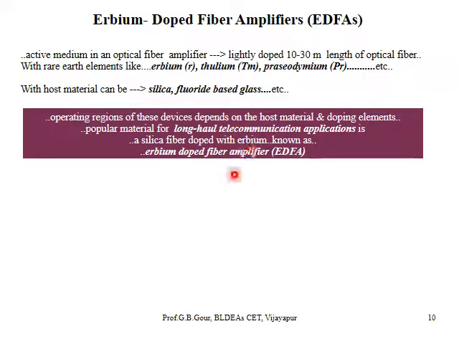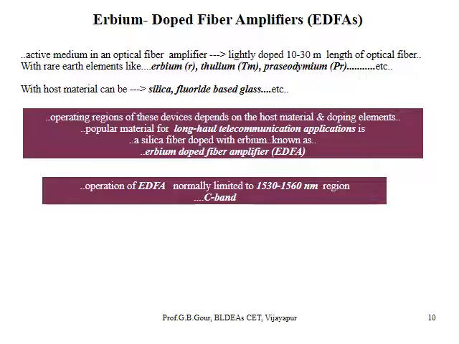Let us see some more information related to this. It operates basically in the C band, compared to the SOA we discussed in the last session, which operates from 1220 to 1600-something nanometers. Apart from C, it can also operate in some other bands, but here it is specifically operating from 1530 to 1560 nanometers, the C band. So these are the two important factors I want you to remember: how to define EDFA and the wavelength band it operates in.